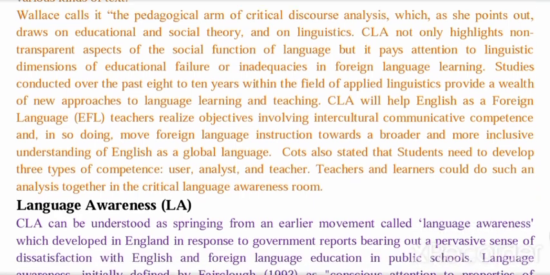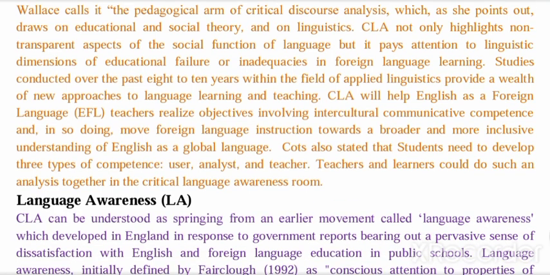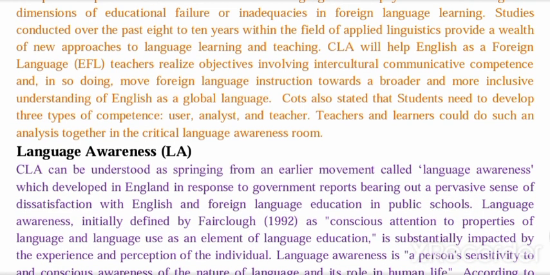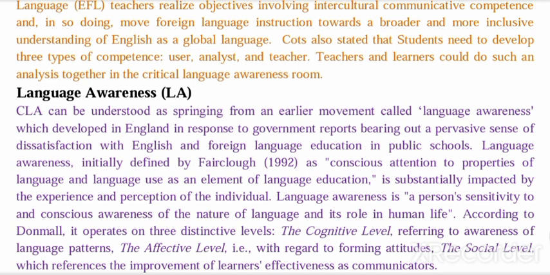Courts also stated that students need to develop three types of competence: user, analyst, and teacher. Teachers and learners could do such an analysis together in the critical language awareness room. Further, in order to advance this concept of critical language awareness, first of all, we have to understand what language awareness is at first hand.